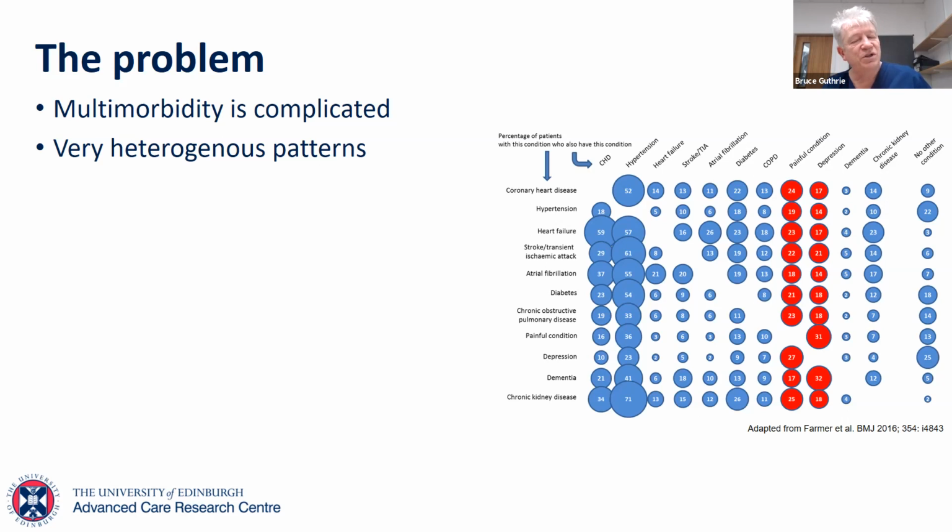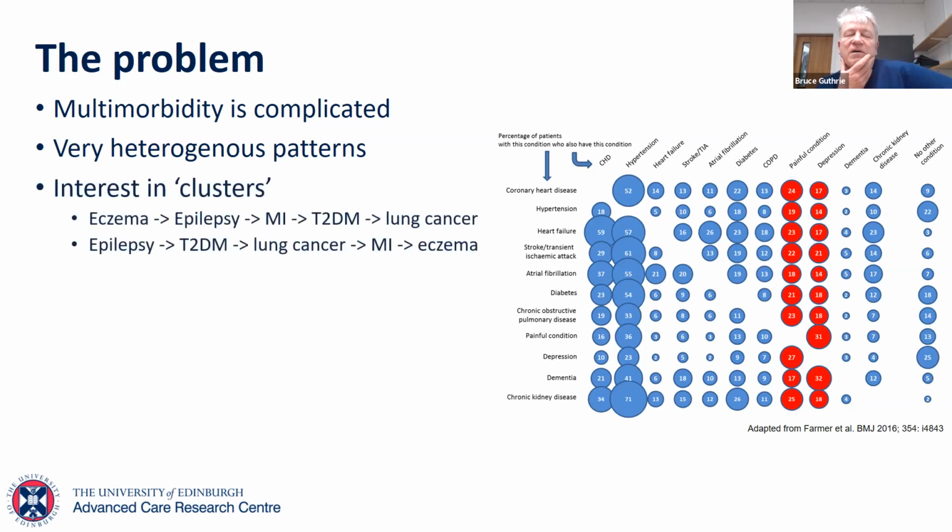But this, of course, is only looking at it in pairwise ways. And so there's been growing interest and quite a lot of funding money put into clusters. And so clusters may be quite complex. This is someone with 5 conditions. Depends how you measure them. So the 2 rows you see there: eczema, epilepsy, MI, type 2 diabetes, lung cancer. If you look at that in cross-section, these 2 people are the same, but they have very different sequences by which they acquire their morbidities. And so there may be information in the sequence beyond what you see in the cross-section.